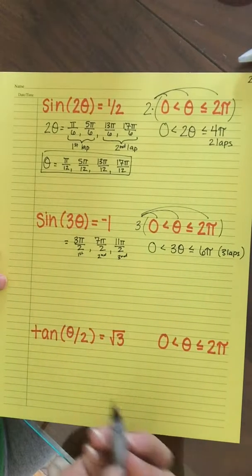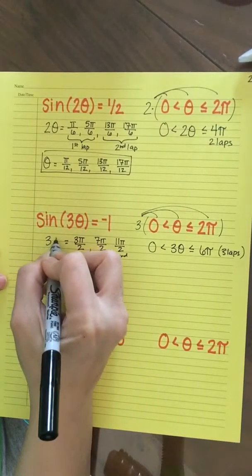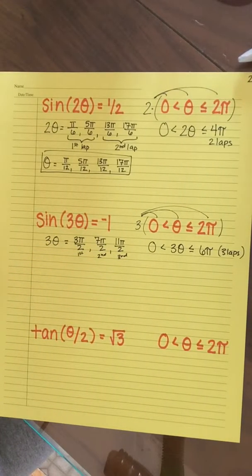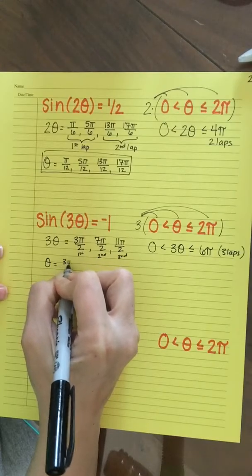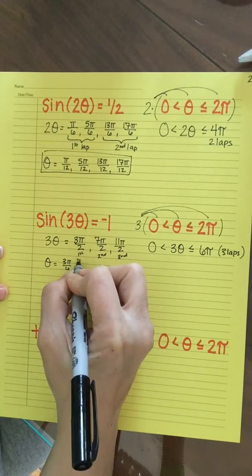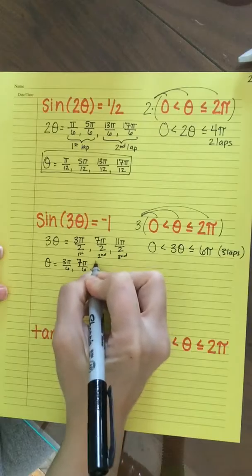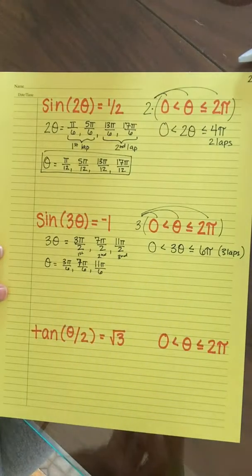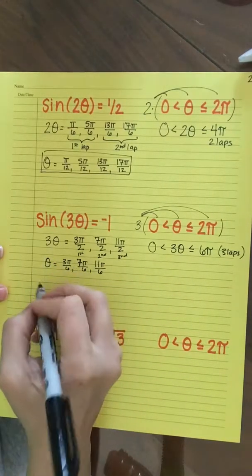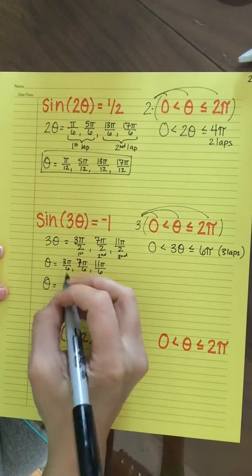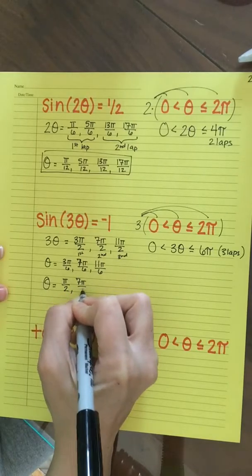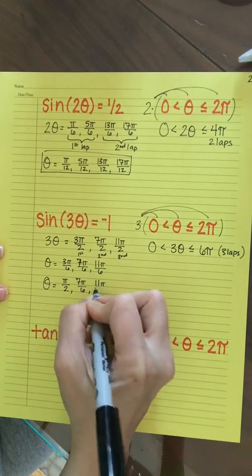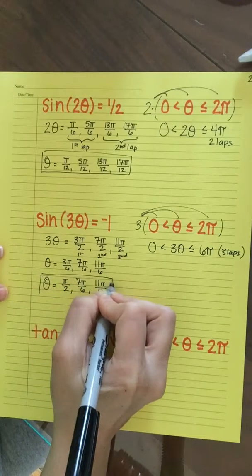And instead of just writing theta equals these, we're going to write 3 theta equals those. And again, to get theta by itself, you're going to divide by 3. So theta is going to equal 3 pi over 6, 7 pi over 6, and 11 pi over 6. In this example, this one does simplify, so our final answer is that theta equals pi over 2, 7 pi over 6, and 11 pi over 6. And those are our 3 answers.